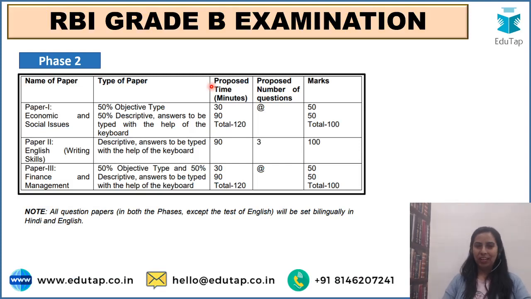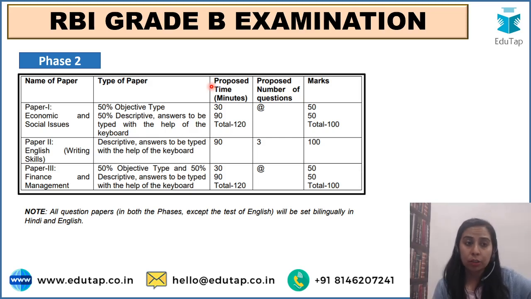Phase 2 of the examination. So guys, in phase 2, there are 3 papers. Paper 1 is of economic social issues, ESI. Paper 2 is of English, which is descriptive writing, and paper 3 is FM, finance and management. I'm talking about the general stream of the RBI Grade B.